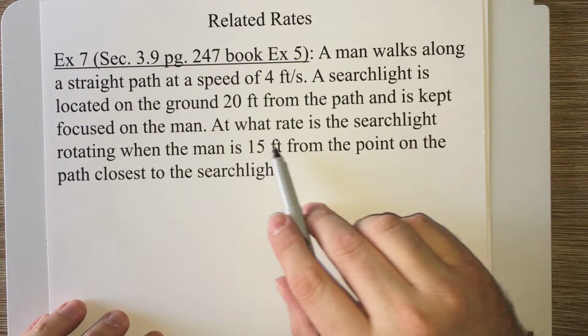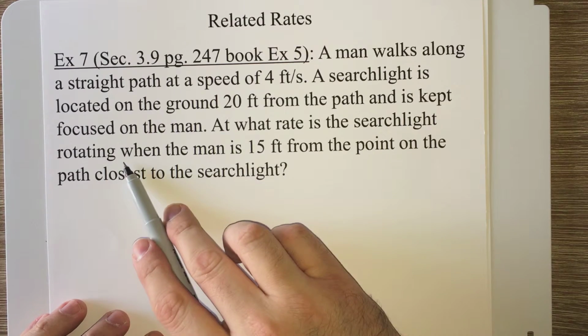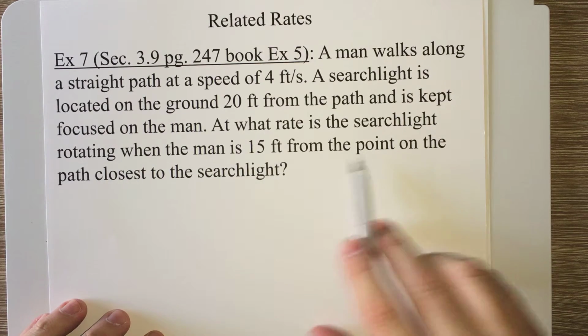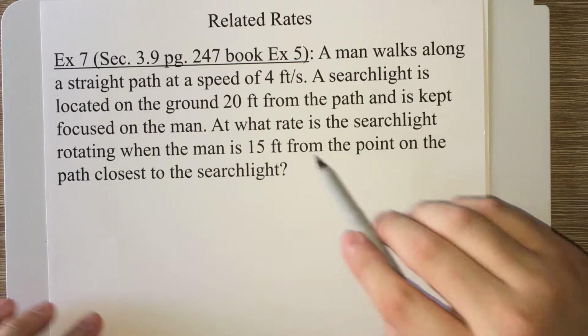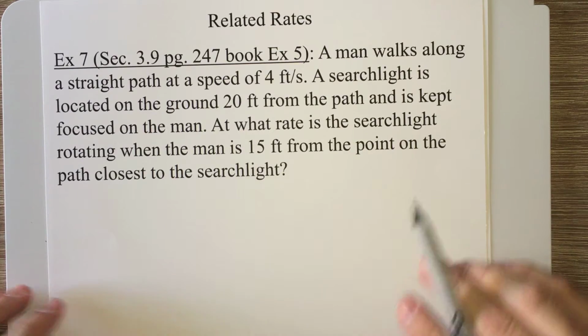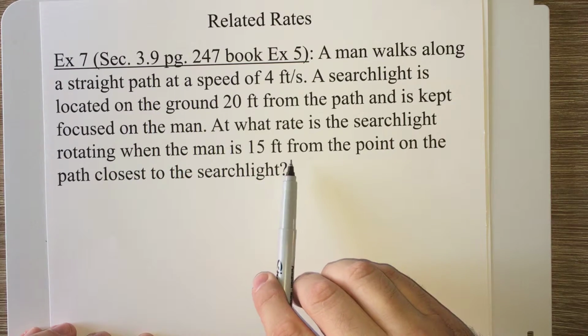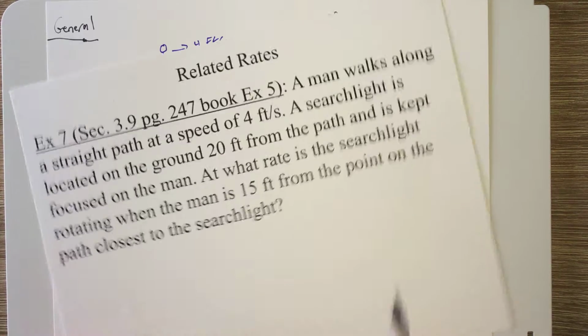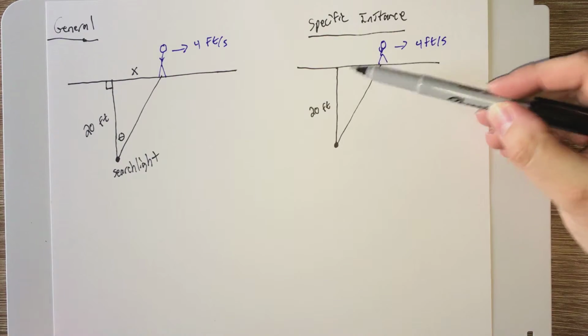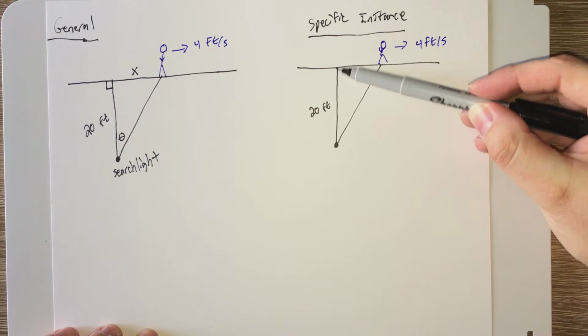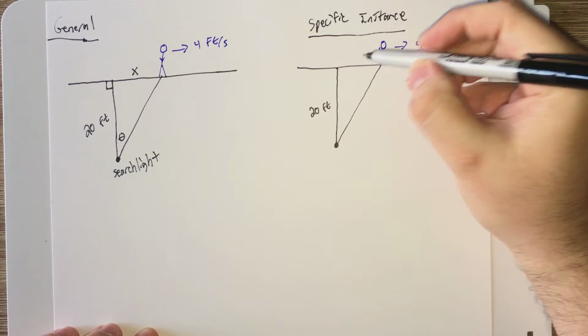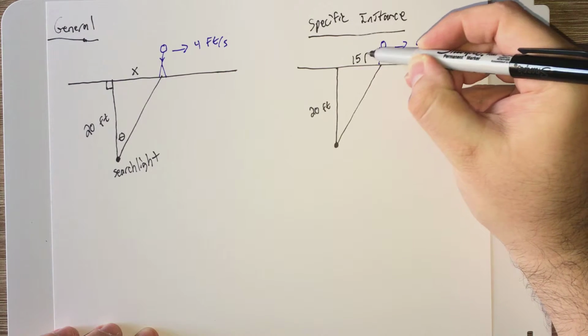It says, at what rate is the searchlight rotating when the man is 15 feet from the point on the path closest to the searchlight? I know that a couple of sentences might be a little confusing, but let's see. The man is 15 feet from the point on the path closest to the searchlight. This is the point that's on the path closest to the searchlight. They're saying the man is 15 feet from that, so this is 15. So now I'm going to label this as 15 feet.